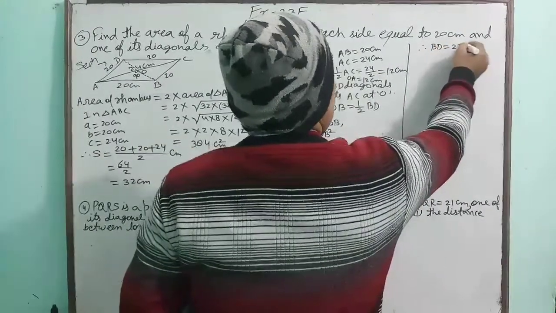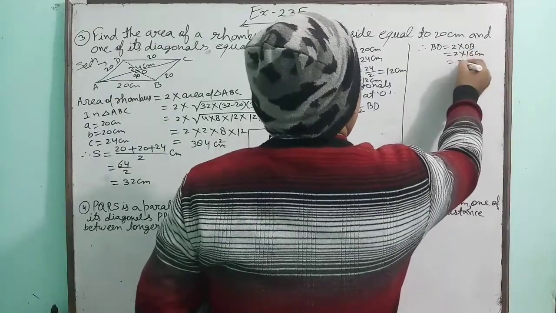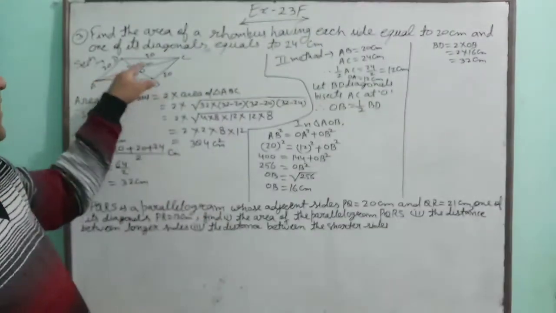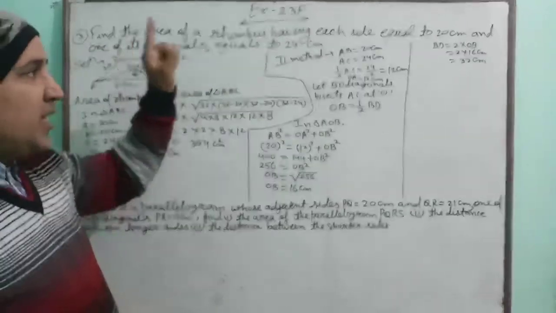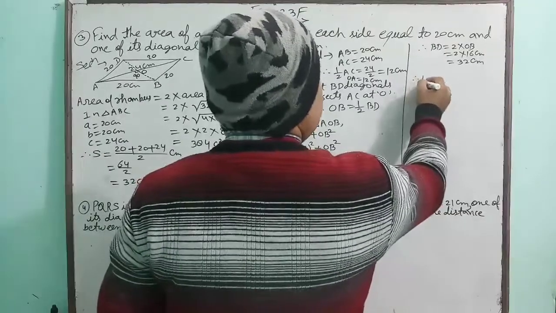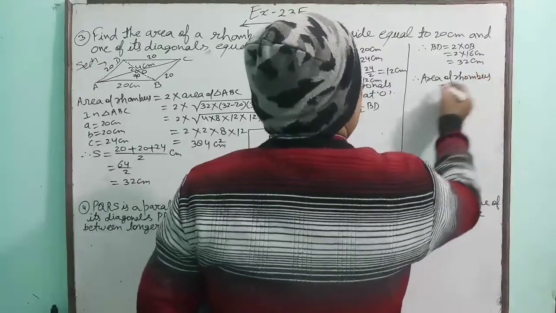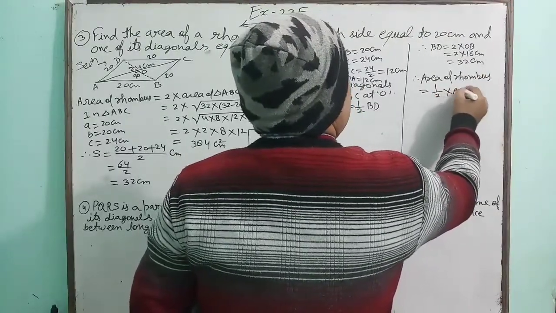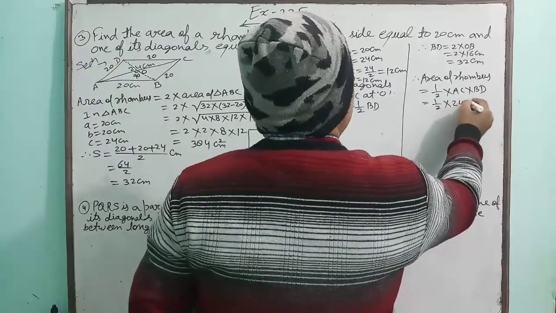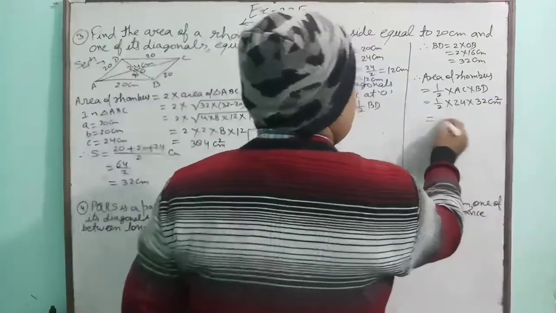Therefore, BD is equal to 2 times OB, means 2 into 16, that is 32 centimeter. Now see, first diagonal 24 is given in the question, second diagonal 32 we have found here. So what will be the area of rhombus? Therefore, area of rhombus is equal to 1 by 2 into product of diagonals. That means 1 by 2 into 24 into 32 centimeter square.